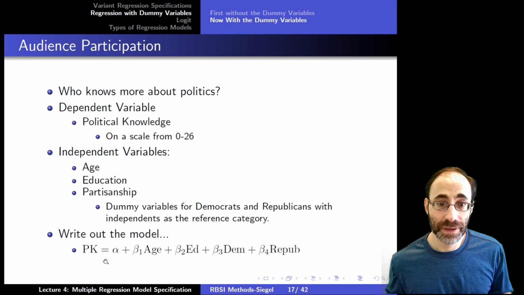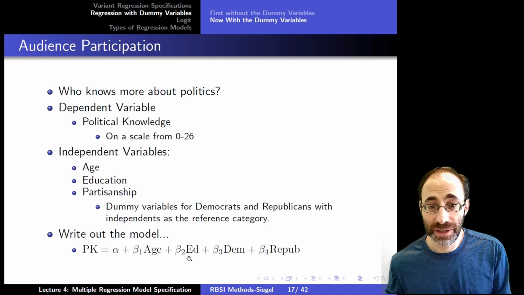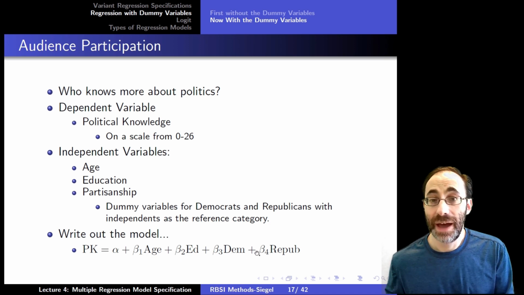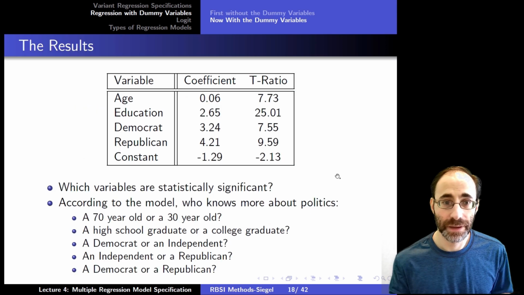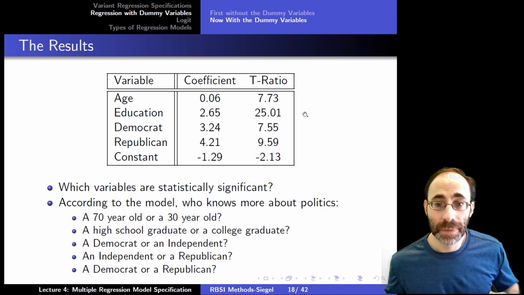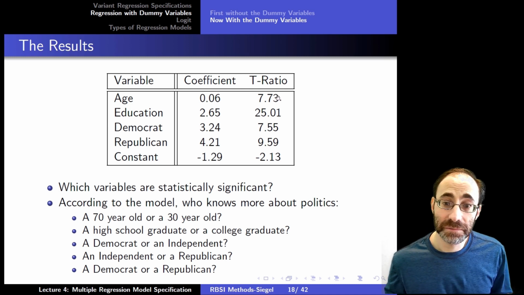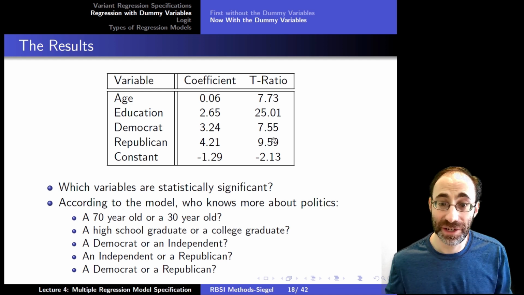The model looks like this. Political knowledge on the left, plus a constant, plus a coefficient times age, plus a coefficient times education, plus a coefficient times the dummy variable for member of the Democratic Party, and plus a coefficient times the dummy variable for member of the Republican Party, or at least identifying as a member. Here are some results. And here, instead of the standard error, we just directly listed the t-ratio, the t-statistic. So what's significant? Everything, right? They're all really large. These are all significant in this particular regression.